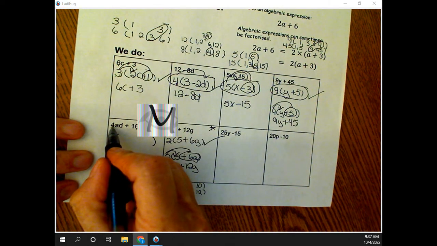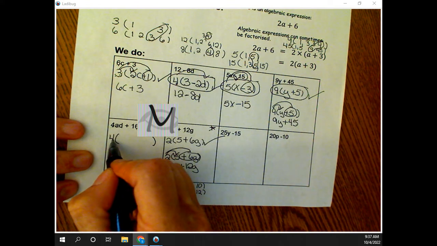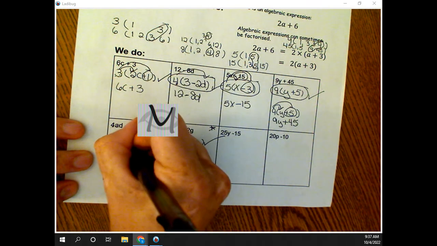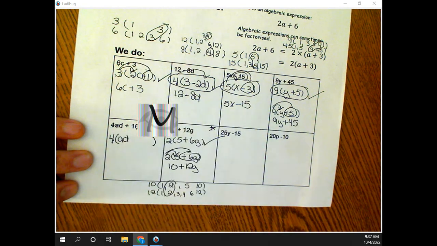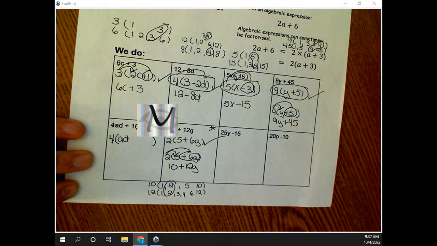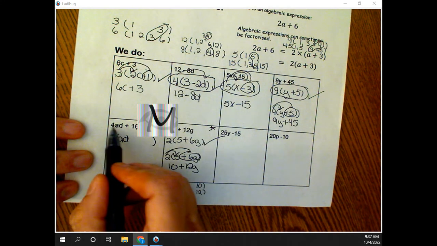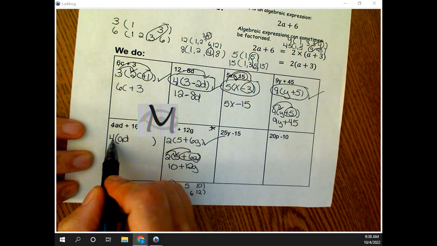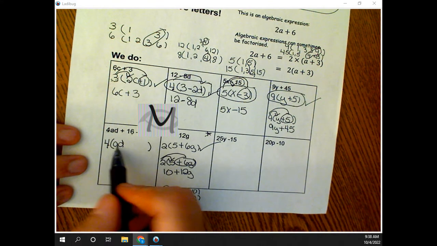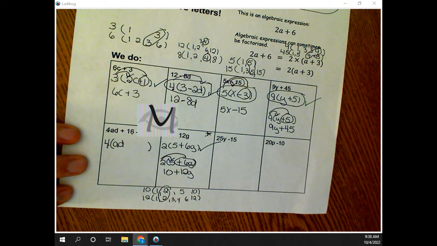4AD divided by 4 is what? Perfect. Did you see how nobody got that one? Because 4 divided by 4 is what? 1. Yep. So now remember, my secret 1 can appear whenever it wants to, or it can disappear whenever it wants to. Yeah, you can put 1 on there if you choose to, but just know anytime you see problems, it's not going to be there. It will not be there.